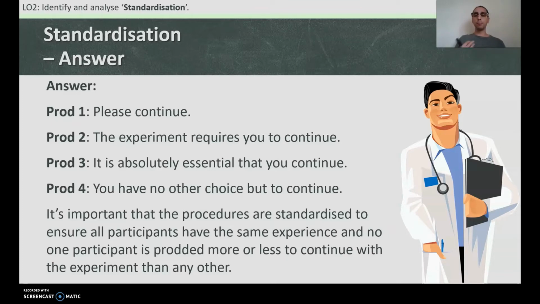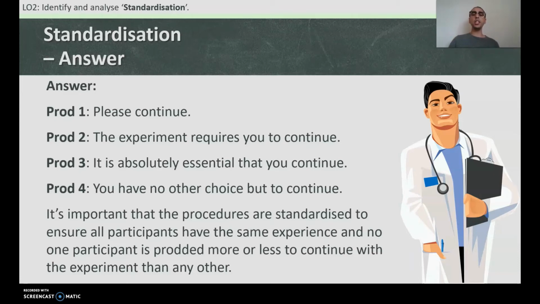So there were certain standardized prods that the experimenter in the room had to say to them to remain in the study, and these prods were as follows. Number one was, please continue. If they continued saying, no, I want to leave, the next prod was, the experiment requires that you continue. If they said, no, I still want to leave, the third prod was, it's absolutely essential that you continue. And if they still said that, the fourth prod was, you have no other choice but to continue. If they said after that point that they wanted to leave, then they would let them leave the experiment only then.